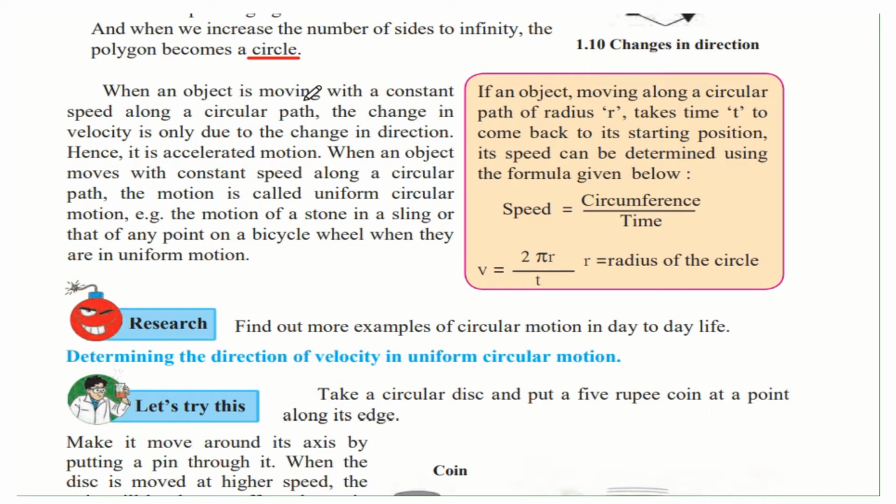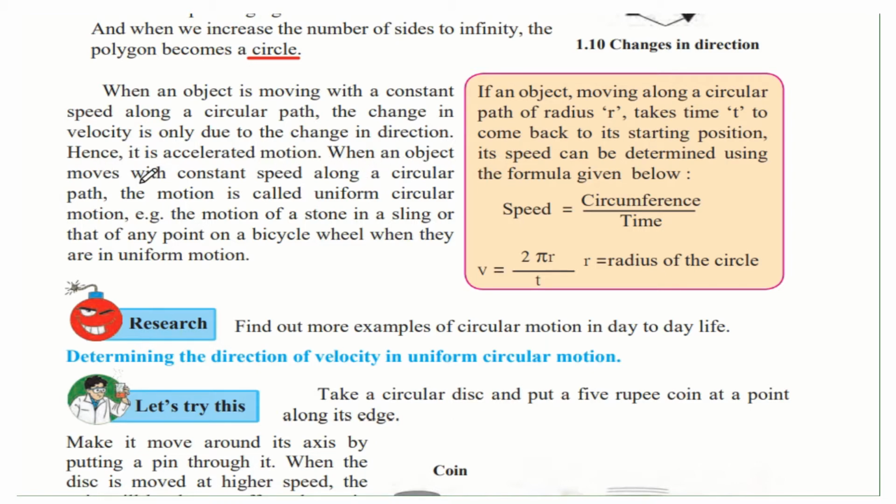When an object is moving with a constant speed along a circular path, the change in velocity is only due to the change in direction. Hence, it is accelerated motion. Since acceleration depends on change in velocity and velocity depends on the direction, even though there is a constant speed, since the direction is changing in a circular path, velocity is also changing, and that is why it is an accelerated motion.